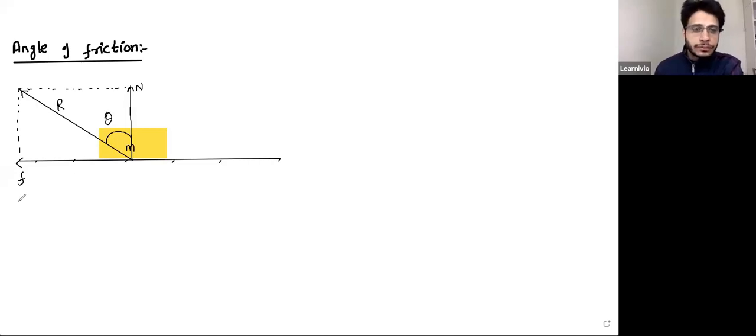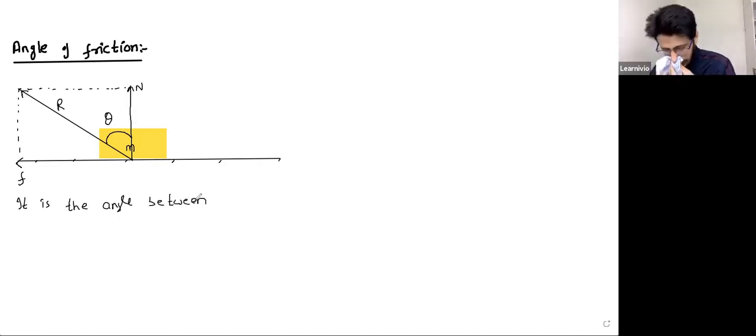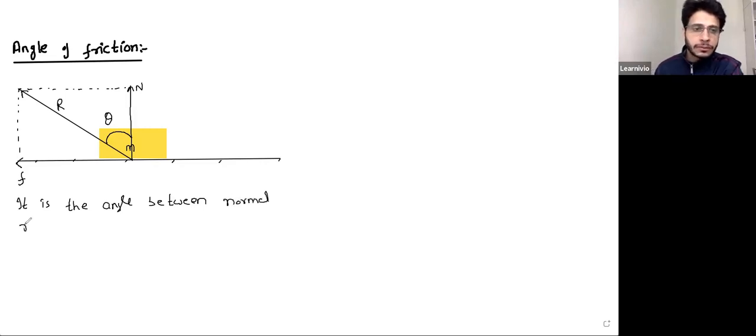So angle of friction is the angle between normal reaction and the resultant of friction and normal reaction.